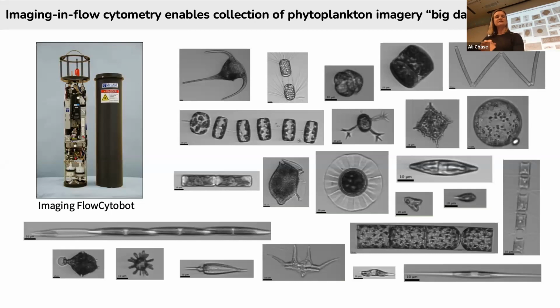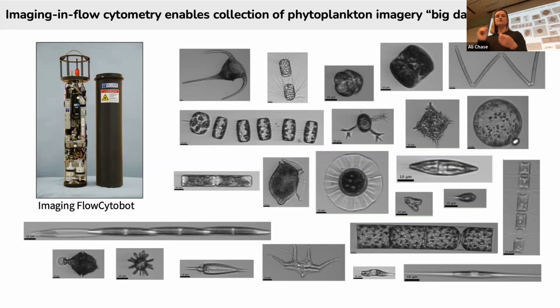But technology is advancing. These images are plankton that were collected with an imaging flow cytometer, specifically an instrument called the Imaging FlowCytobot, or IFCB for short. It was developed about 15 years ago at Woods Hole Oceanographic Institution on the East Coast, and has since been commercialized. And it's a flow cytometer, which means that it observes particles one at a time.